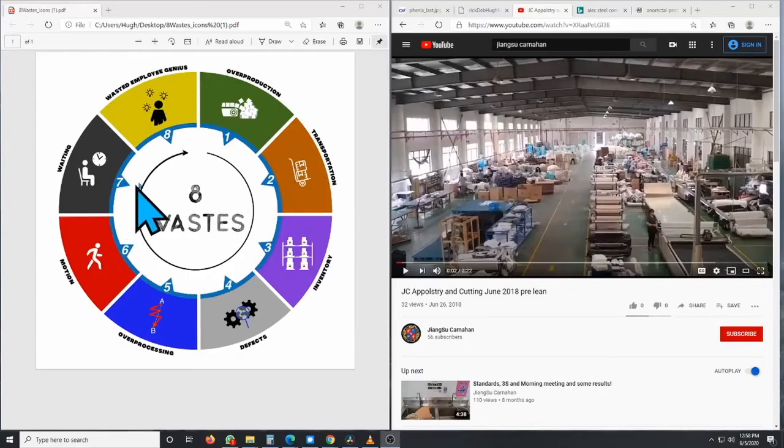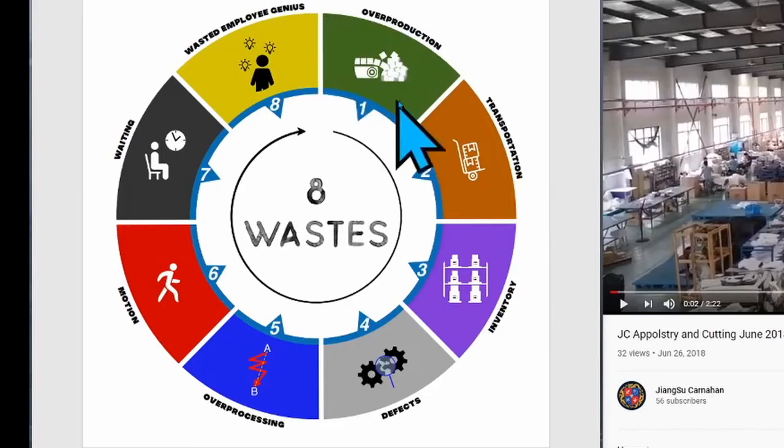Here's the 8-way story in a nutshell. This is not an in-depth look at the 8 ways. We're just going to quickly run through it. So first, you have overproduction. You either bought too many things or you made too many things.